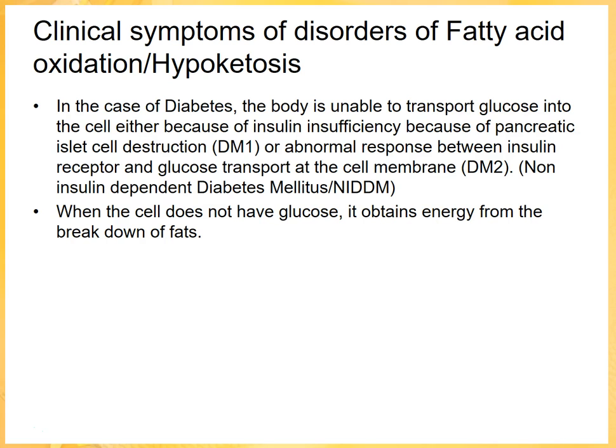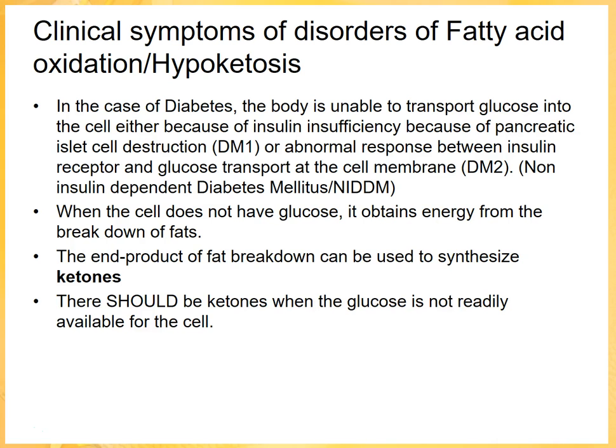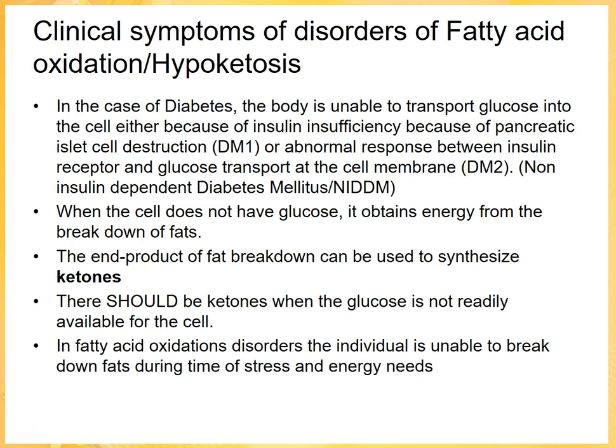When the cell does not have glucose, it obtains energy from breaking down fats. The end product of fat breakdown can be used to synthesize ketones. There should always be ketones when glucose is not readily available to the cell. So it is normal in somebody that doesn't have sugar to the cell to have ketones.